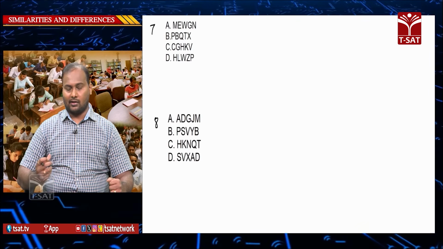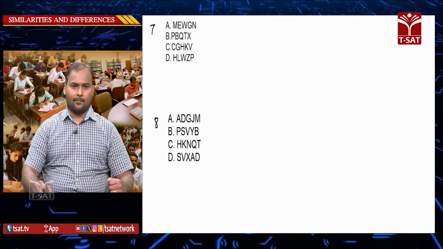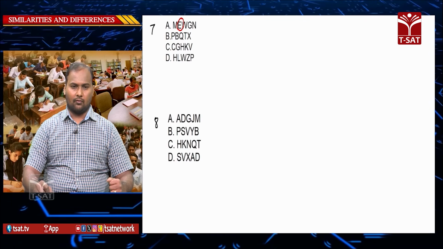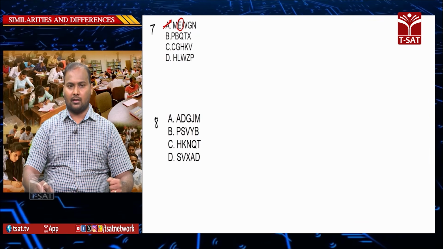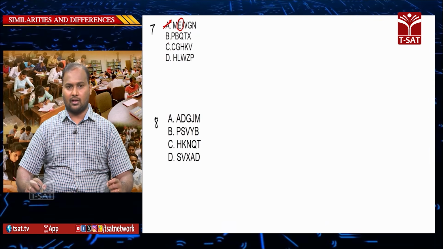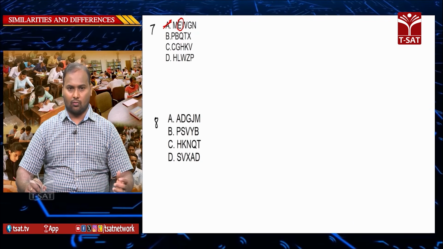So what I need to take here is, if you clearly observe these letters, in option A, E is the only vowel that is there. E is the only vowel in option A, and in the remaining 3 options, there are no vowels at all. So the similarity of the remaining 3 options is that there are no vowels.